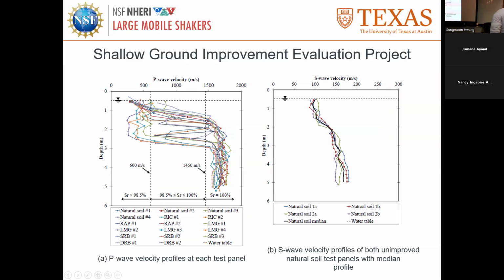One thing noticeable is here, LMG. I think Diane had to talk to them. They desaturated the soil, and I think that's good for liquefaction, right? Desaturated soil. Why did that happen? I will talk about it later.